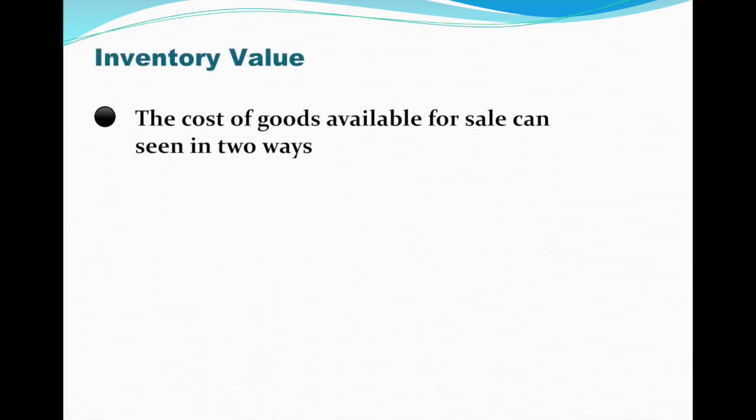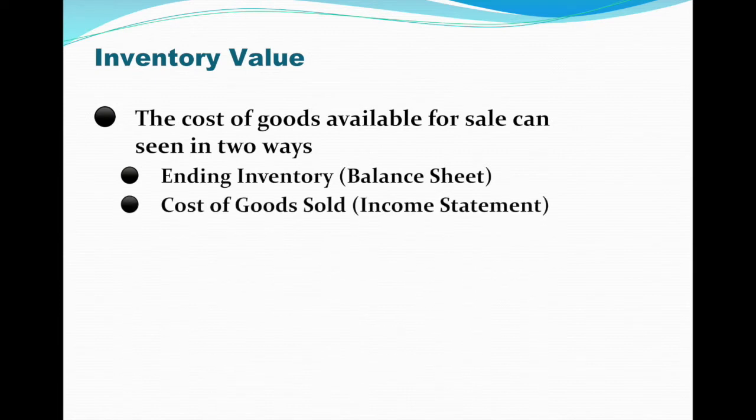So, inventory value is basically the cost of goods available for sale, and it can be seen in two ways. The ending inventory, which is what you'll find on a balance sheet, or the cost of goods sold, which is what you'll find on an income statement.